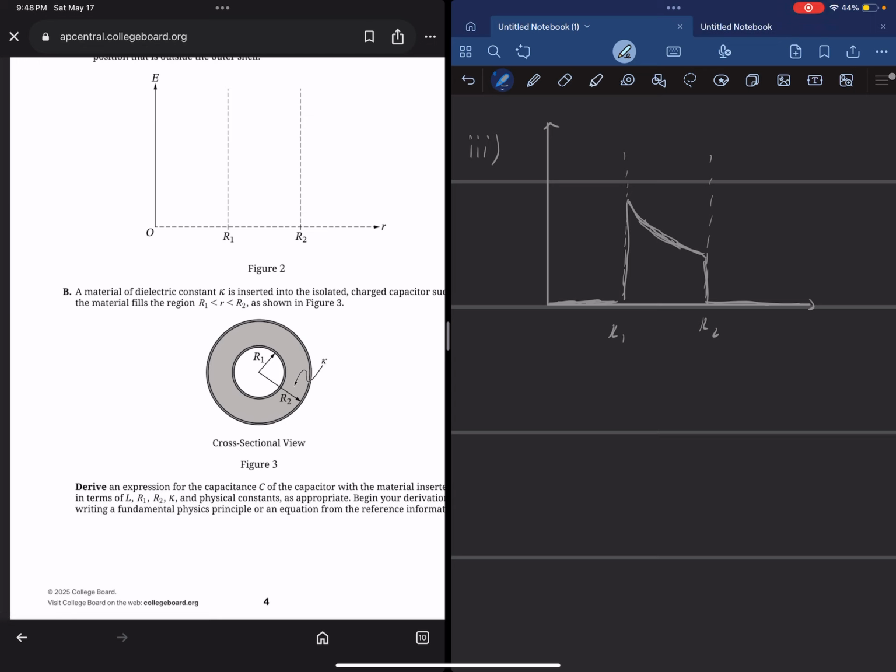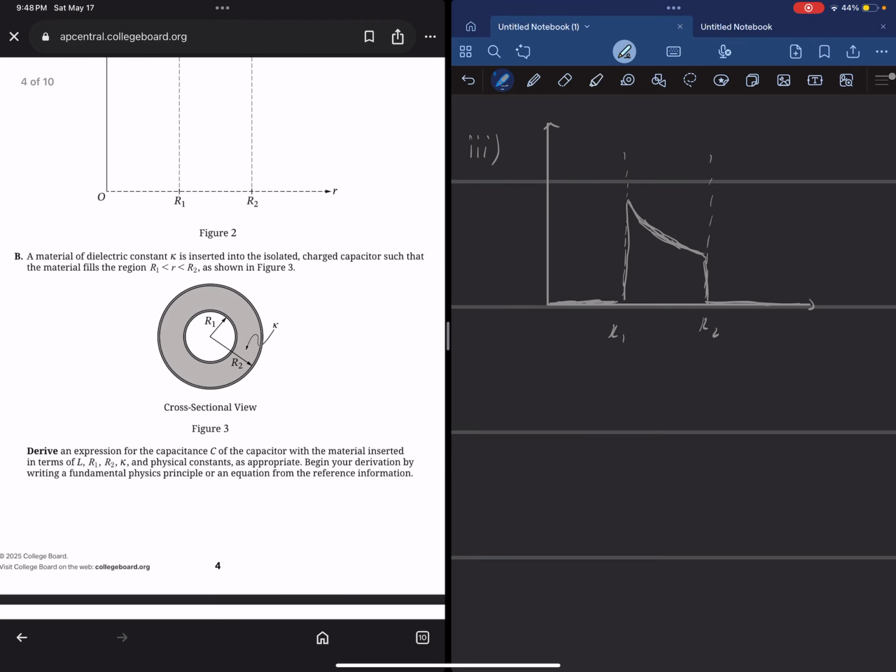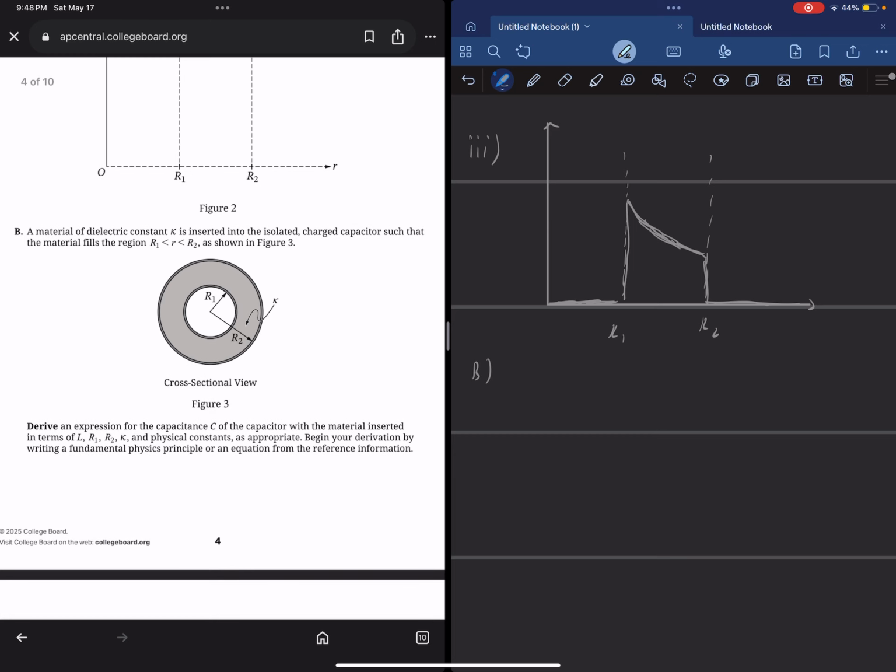The material of dielectric constant kappa is inserted. Okay. The capacitor is charged such that, part B. Derive an expression for the capacitance C with the material inserted, in terms of L, R1, R2, kappa, and physical constants as appropriate. Okay, starting with a fundamental physics principle.